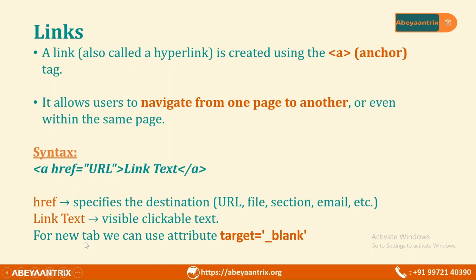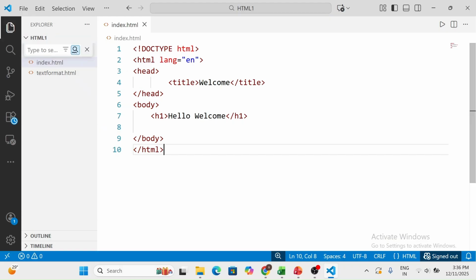For a new tab, you can use an attribute like target is equal to underscore blank. We should write it in quotes. I will show you in the practical section how it opens in a new tab. So this is the syntax of a link tag. Let us move on to the practical part, where I will show you how to connect other pages with this anchor tag.